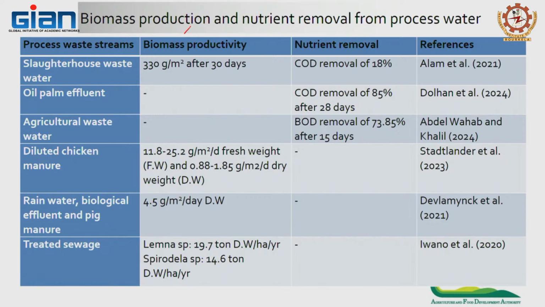duckweed can remove or can be produced: slaughterhouse wastewater, that is animal abattoir, 330 grams per square meter after 30 days. This is dry mass. Oil palm effluent, just depending upon what they have reported in different studies. Chemical oxygen demand for the wastewater reduced by 18%, CO2 85% after 28 days. It just depends upon the intention and how different types of water can reduce.